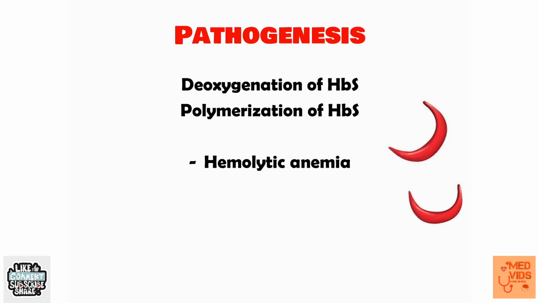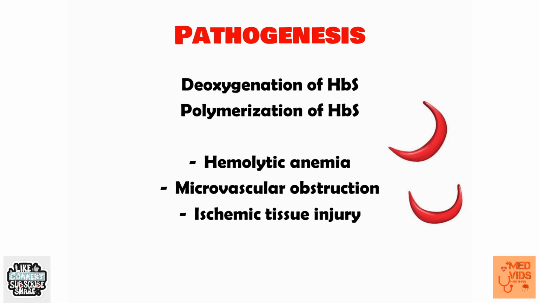This leads to hemolytic anemia, which is destruction of RBCs, and microvascular obstruction. These sickle cells go and obstruct the small blood vessels throughout the body, affecting the vital organs, and cause ischemic tissue injury. So these 3 are the core things which happen in sickle cell disease and are very important in the pathogenesis. You must remember these 3, and with these you can remember all the things about sickle cell disease. Okay, so hemolytic anemia, microvascular obstruction, ischemic tissue injury.